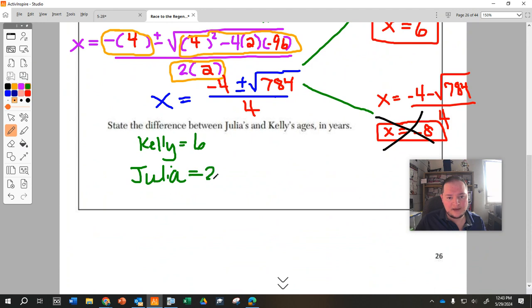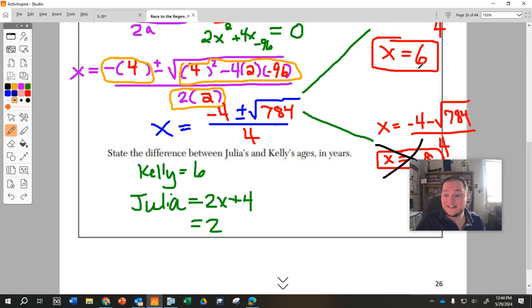So Julia is 2x plus 4. We know what x is. We found it, right? Look, x is 6. So we're going to swap out x for what we know it is, which is 6, plus 4. And then really quickly, 2 times 6 plus 4, well, 2 times 6 is 12, and 12 plus 4 on a good day is 16. So Julia is 16.